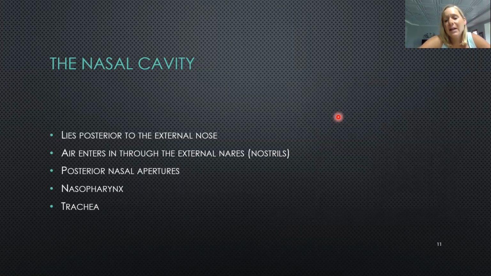The nasal cavity is going to lie posterior to the external nose. The external nose will allow us to get that air in. So the air is going to enter through those external nares or nostrils. Okay, and then it will move through the posterior nasal apertures into the nasopharynx, and then lastly into the trachea.